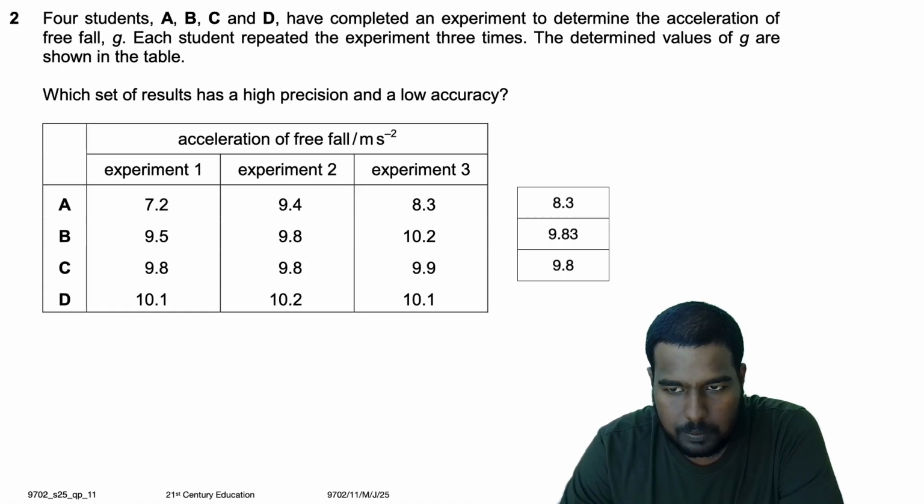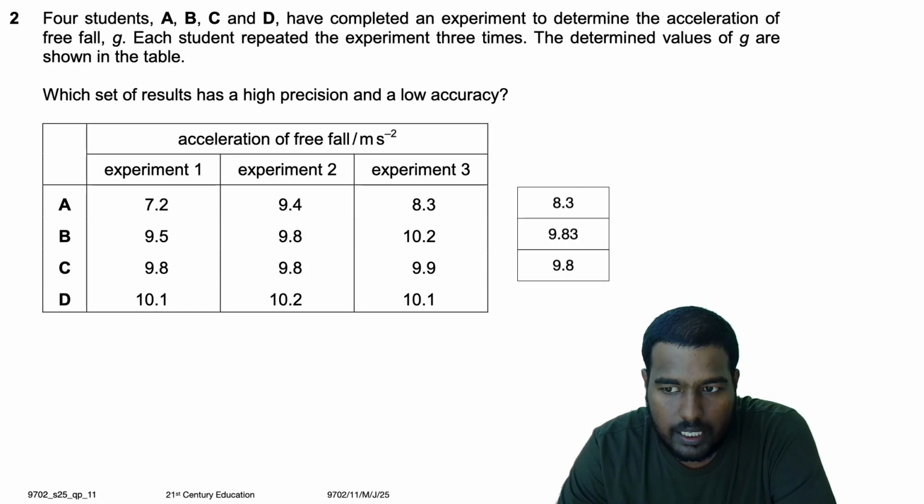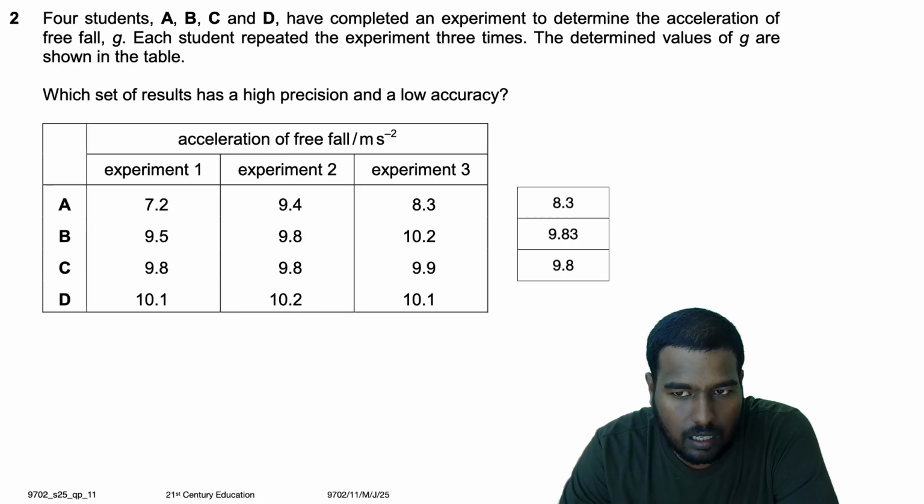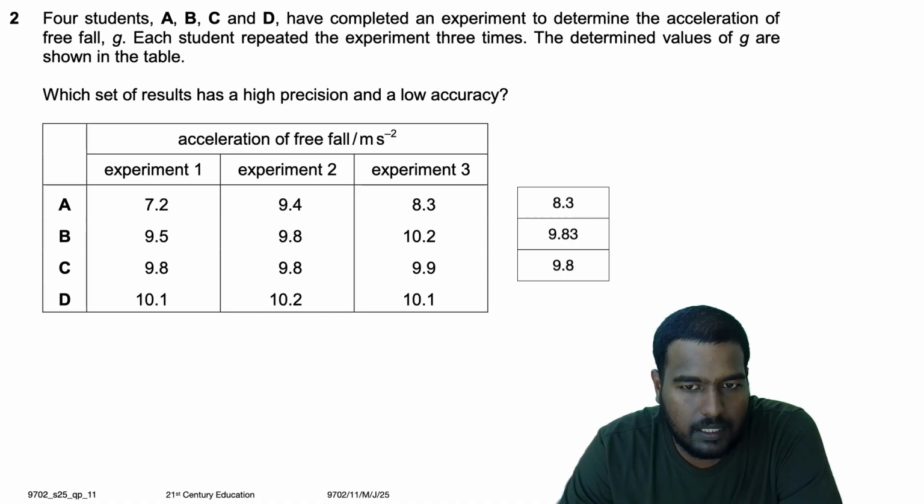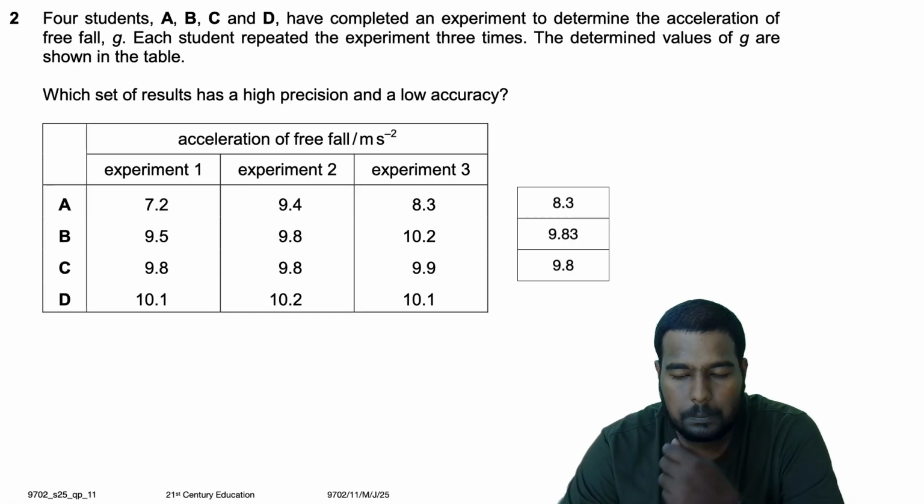Now, if you take options C and D and find the average, for C you will get 9.83, and for D you will get 10.13. But in the raw data, the least significant figure in option C is only 2, so that's why the significant figure is given only 2. In option D, all 3 values have 3 significant figures, so the average also has 3 significant figures.